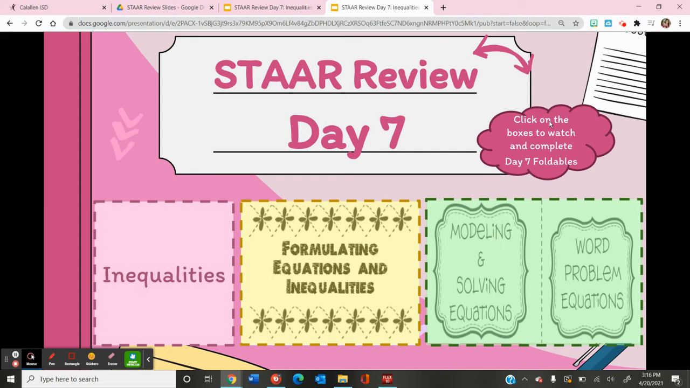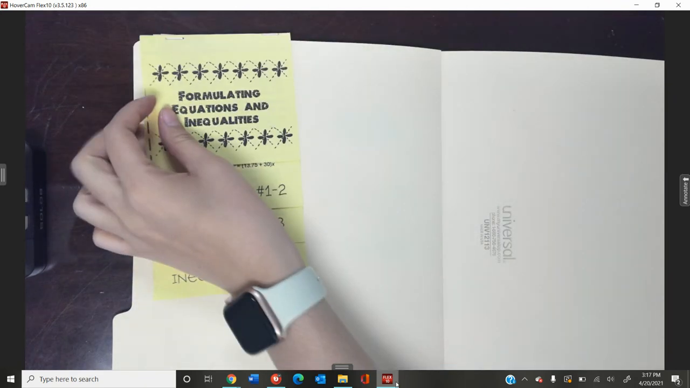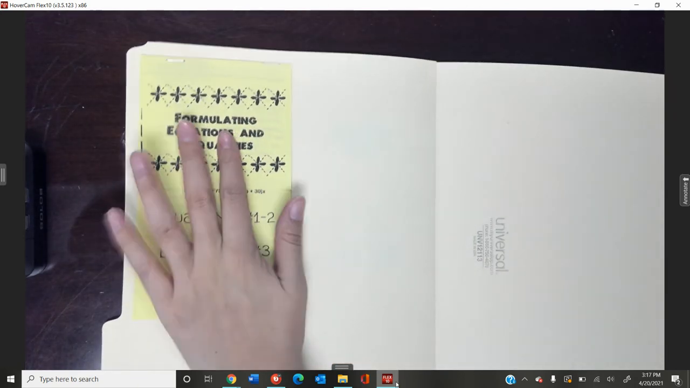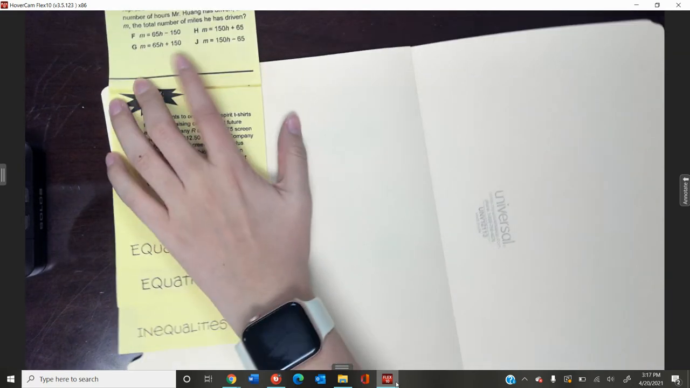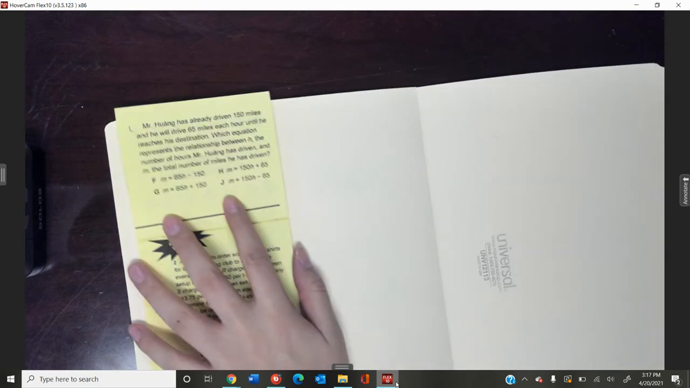This is day 7 of your STAAR review, and in this video we're going to be covering formulating equations and inequalities. So looking at your folder, you should have already glued this in at page 7 at the very top corner. So this is where your foldable should be glued. So we're going to start off by opening this flap, and we're going to start off by looking at number 1. So I'm going to go back to our Google slide.